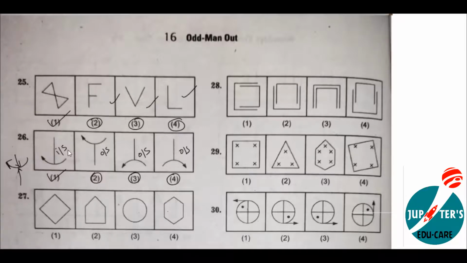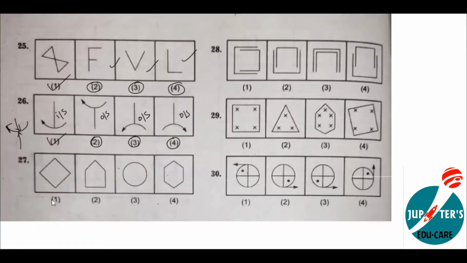Next, coming to question number 27. See, in first option this figure is made by lines. In second option also this figure is made by lines. In fourth option also this figure is made by lines. But in case of option 3 it is made by curved shape. So option 1, option 2, option 4 are similar, then option 3 is a different one. So option 3 is our answer.